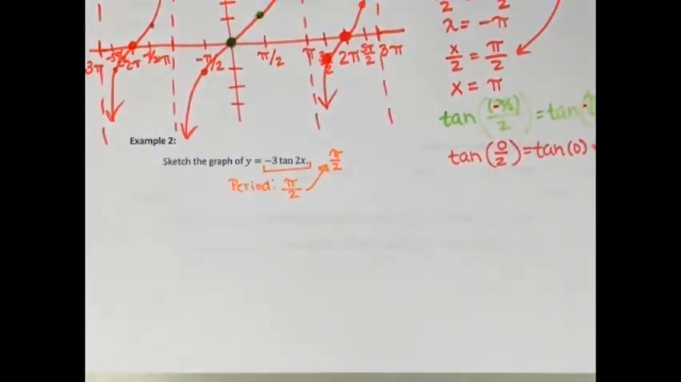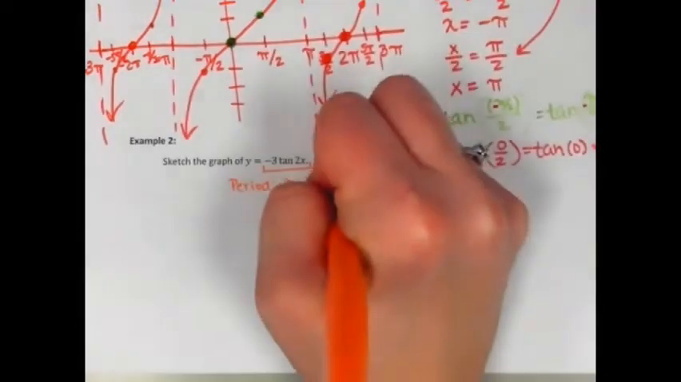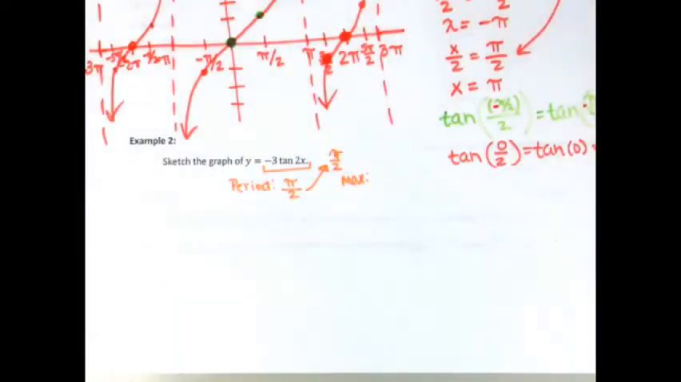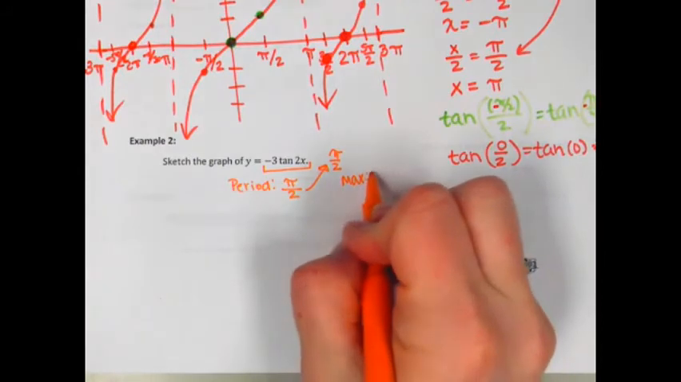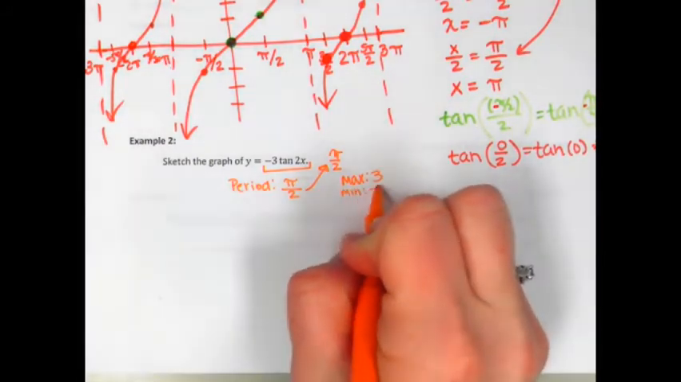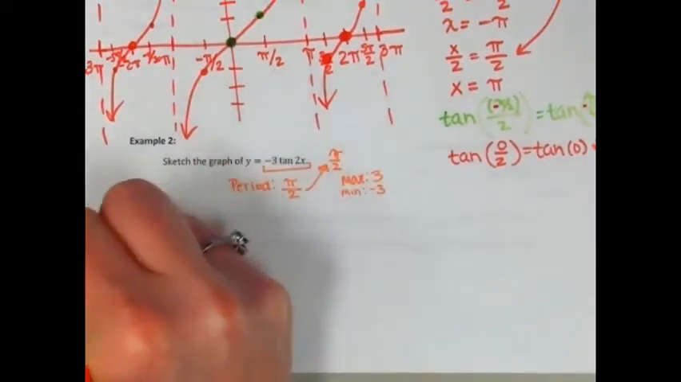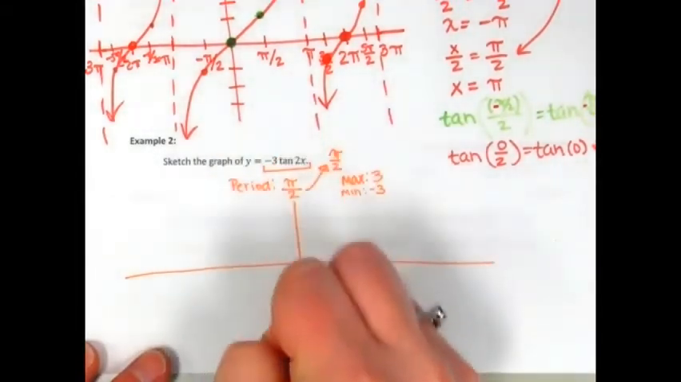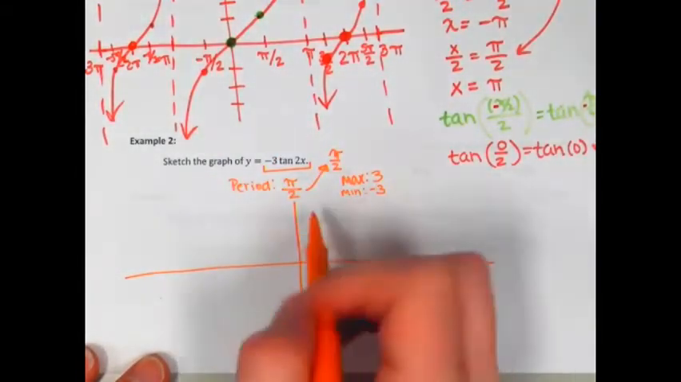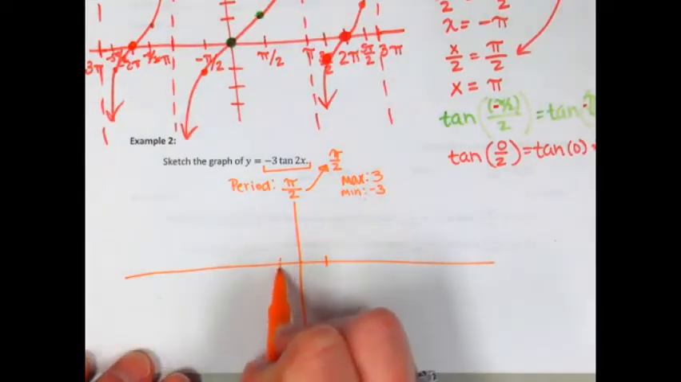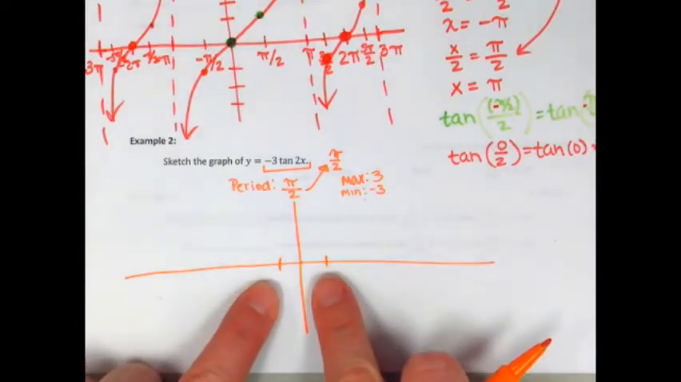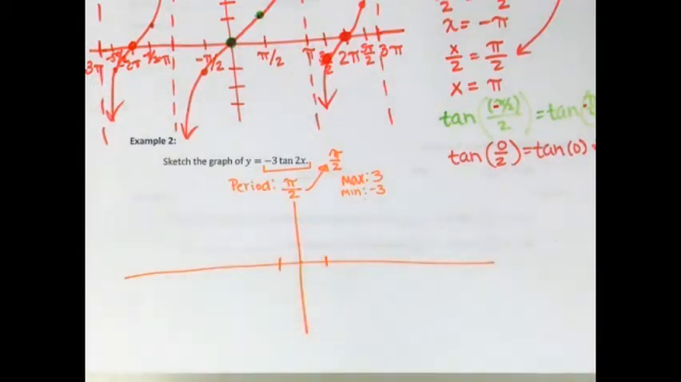What is my max going to be? 3. Well, it's not really a max in this case, but that will give us our next point. So 3, and the min would be negative 3. That's where our points are going to be, and I'll show you why that is. Now, we know our period is just pi over 2. So if we go to graph here, from 0, we need to go in both directions, and these both directions should be pi over 2 together, right?